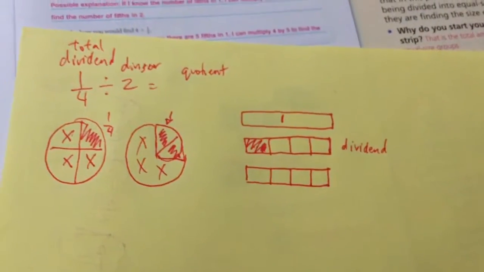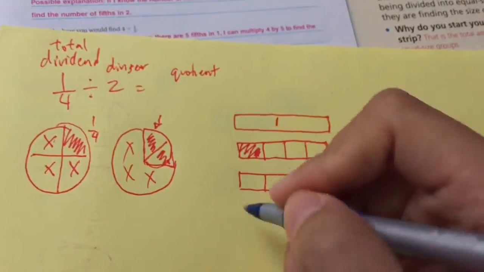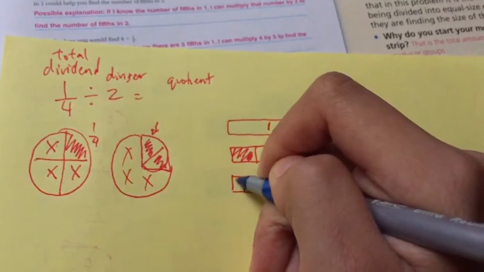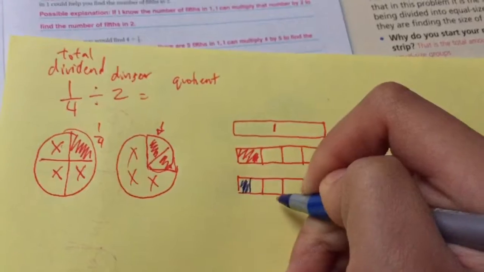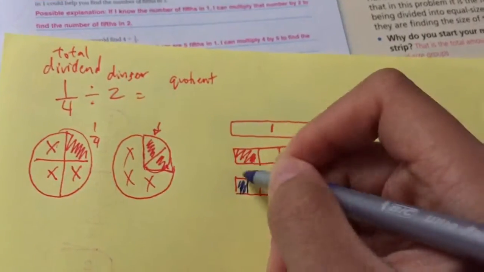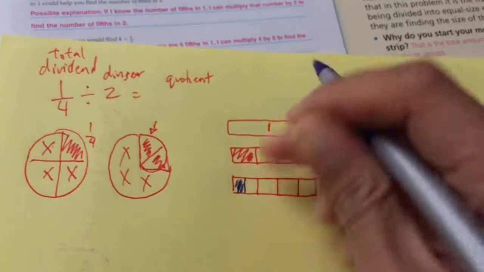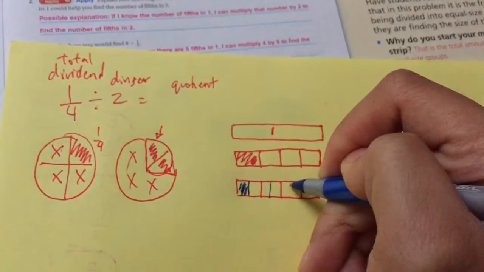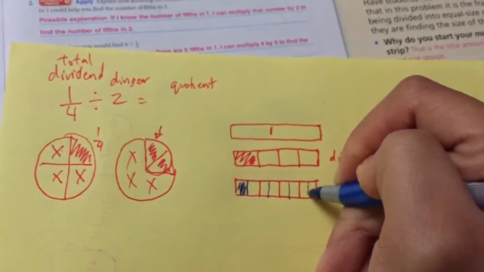I would recommend taking a second color. You're taking that dividend and you're splitting it into 2. So you want to know how much does this person right here get. The best way to do that is to look at your whole strip and split everything into 2 so you know how big that one slice is.